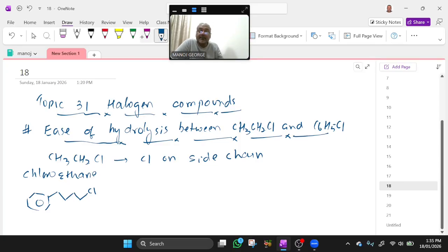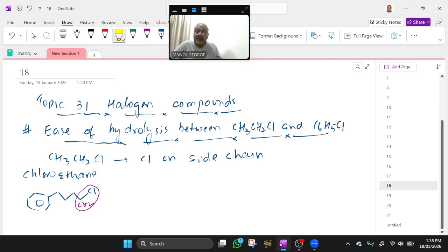Do you think it will have a similar situation to chloroethane? Is this also chlorine on the side chain? You see this? This is a CH2. Which means whatever I will teach you for chloroethane is applicable for any crazy fancy compound the examiner will give you.